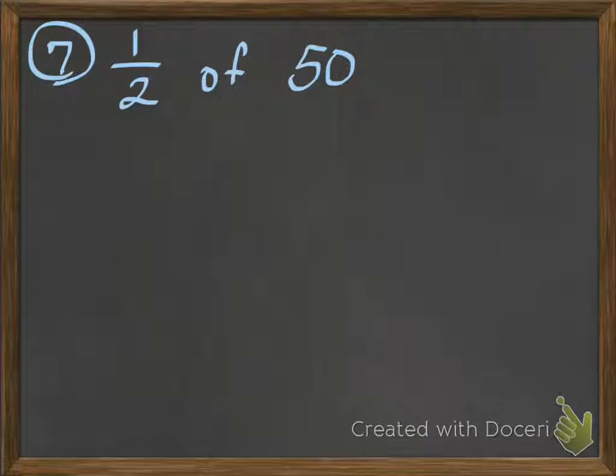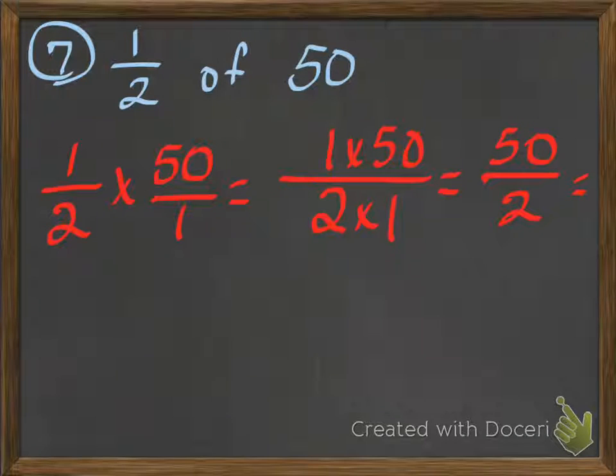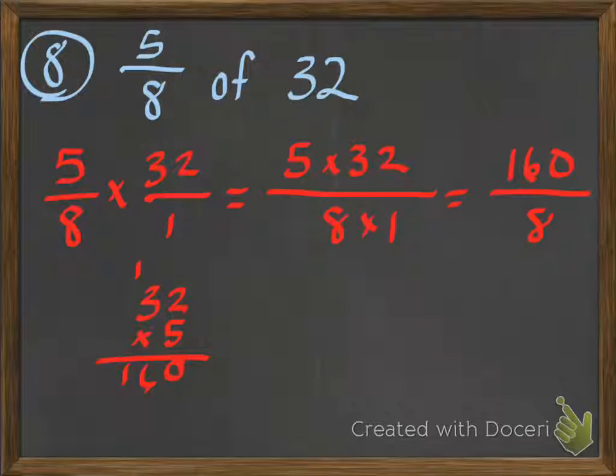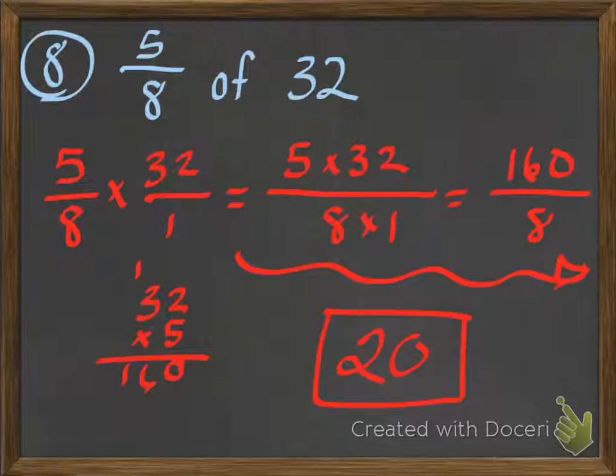Number 7. Okay, if you follow the multiplication through, then you eventually get to 50 over 2, which is 50 divided by 2, and 50 divided by 2 is 25. Number 8, 5/8 of 32. If you followed the multiplication through, you get 160 over 8. And then I'm going to divide 160 divided by 8, and I know 16 divided by 8 is 2, and then I annex the 0, so my answer is 20.